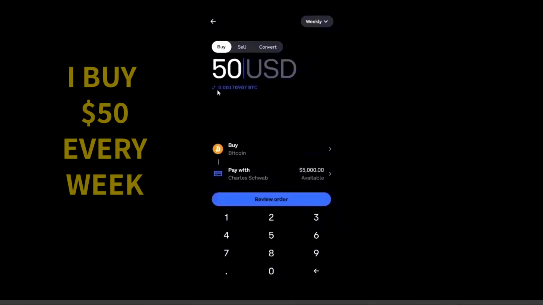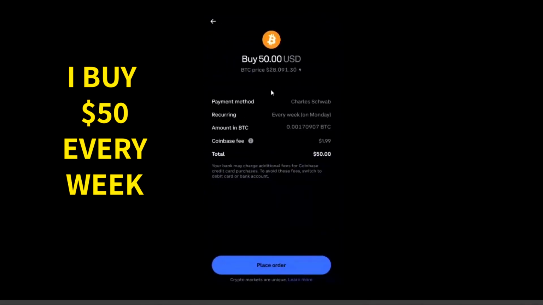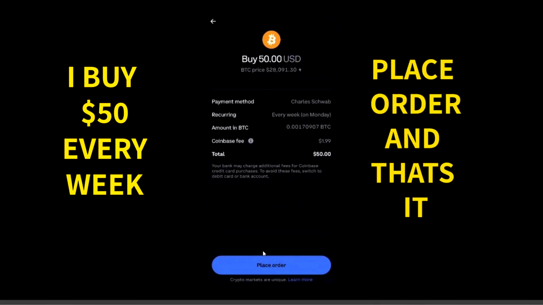I'm going to type in $50. That's exactly what I'm buying every week for my dollar cost averaging. And from this point on, all I have to do is hit place order, and I'm basically buying $50 of Bitcoin every week. $50 of Bitcoin every Monday. Every week, every Monday, $50 automatically is going from my bank account into my Coinbase, and I'm buying cryptocurrencies.